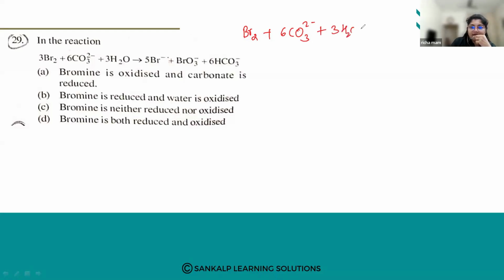So by applying your definitions of oxidation and reduction in terms of oxygen, hydrogen, electron transfer or oxidation number, you're going to apply them to this particular equation and then you have to tell which of the following options is correct. Yes, try. So which is the answer?